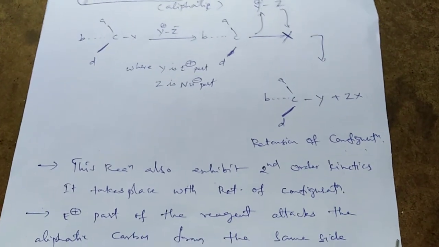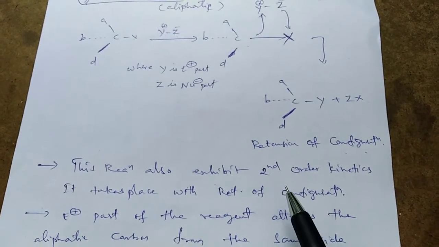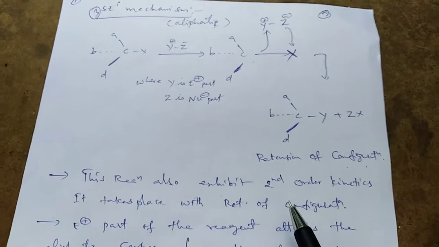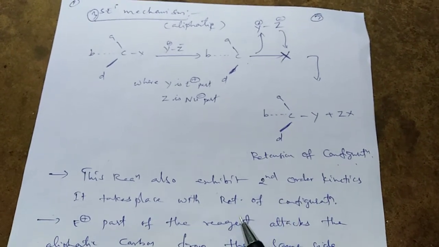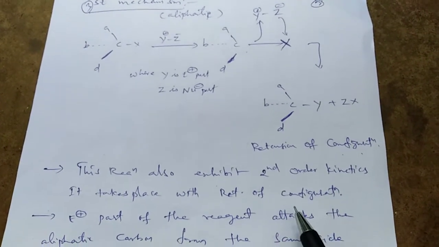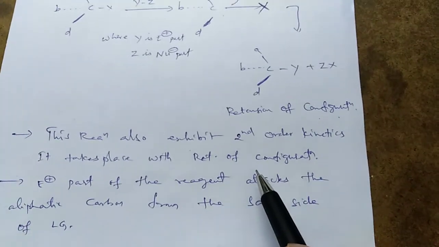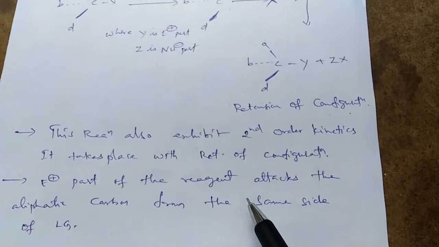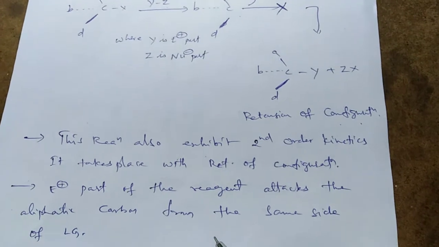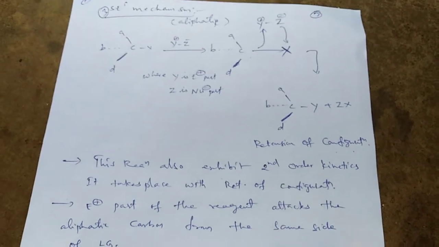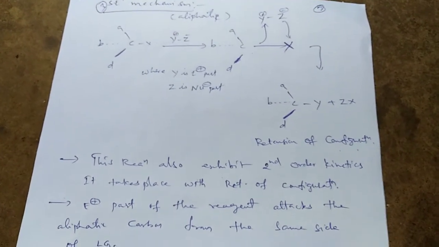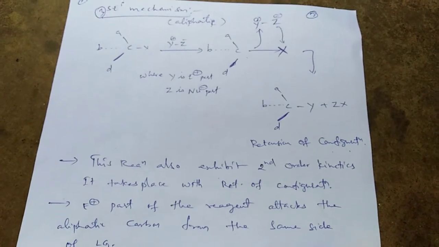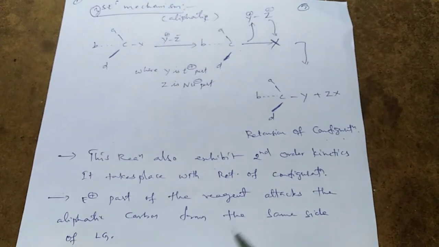This reaction also exhibits second order kinetics, the same as SE2 mechanism. It takes place with retention of configuration. Electrophilic part of the reagent attacks the aliphatic carbon from the same side of the leaving group. So this is regarding electrophilic substitution reaction. Thank you.